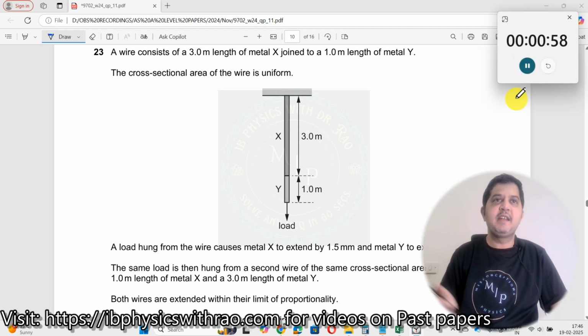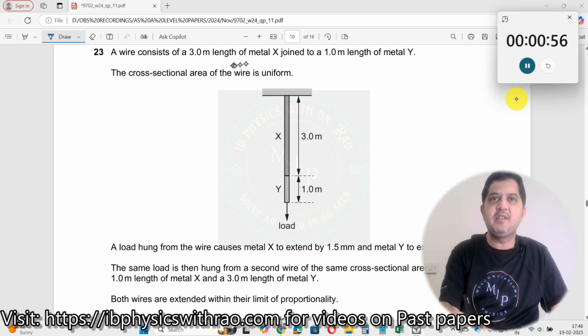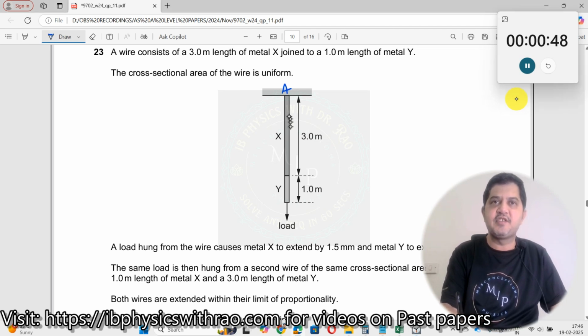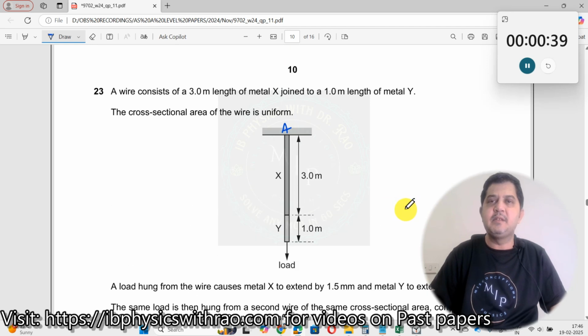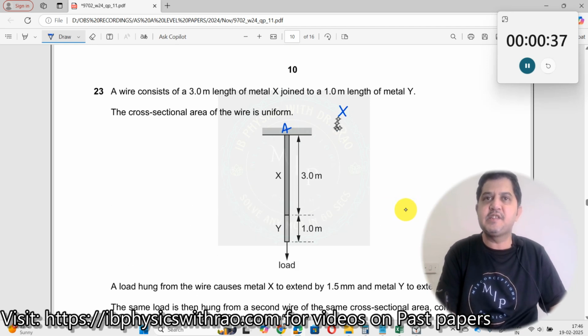Question number 23. A wire consists of a 3-meter length of a metal X joined to a 1-meter length of a metal Y. Okay, 3-meter X and 1-meter Y. The cross-sectional area of the wire is uniform. Let A be the area of cross-section for both of them. A load hung from the wire causes metal X to extend by 1.5 millimeter and metal Y to extend by 1 millimeter. Okay, let me write down here for the first wire.